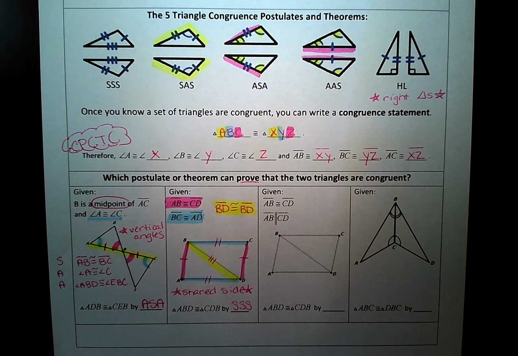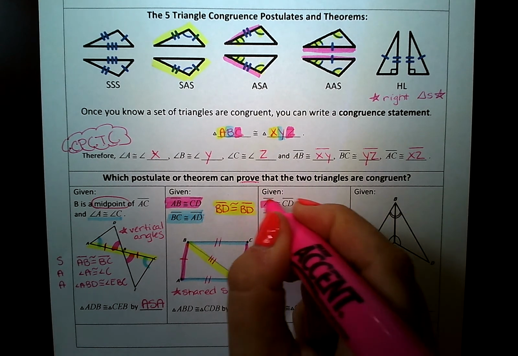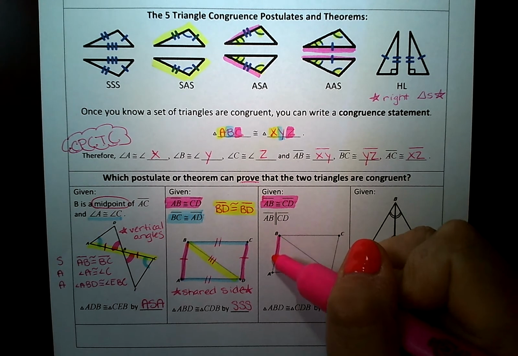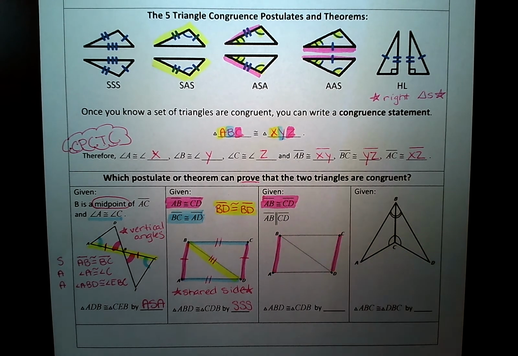All right. It seems that we have the exact same picture here for my third example. So look carefully. Our given information has changed. We start out the same way. Side AB is congruent to side CD. AB and CD are congruent side lengths.